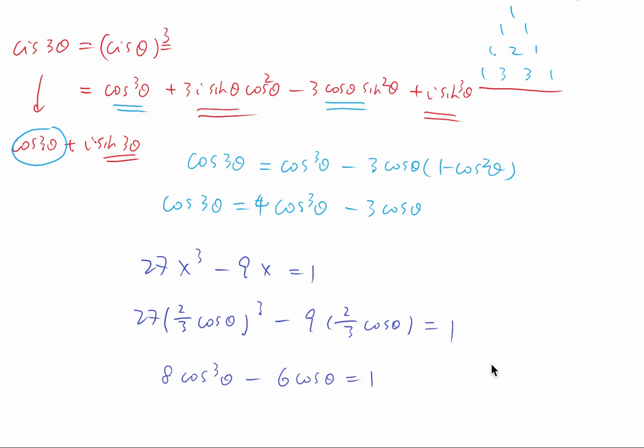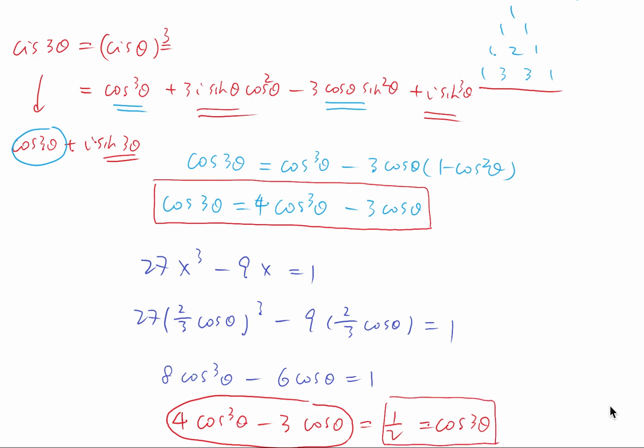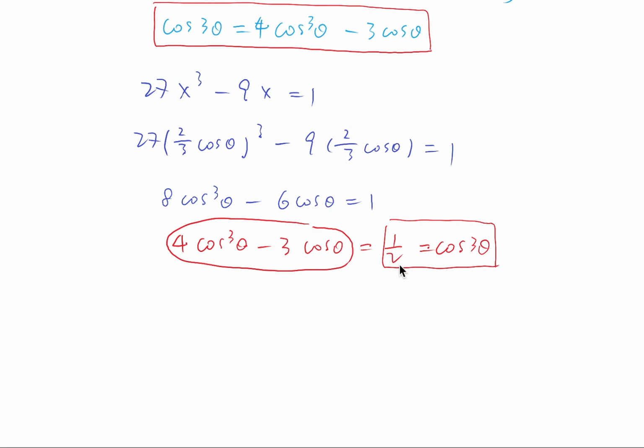We're trying to use what we proved before, which is cos 3 theta equals 4 cos cubed theta minus 3 cos theta. You can see their coefficients are 4 and 3, ours are 8 and 6, so you just divide everything by 2. We get 4 cos cubed theta minus 3 cos theta equals a half. But we also know this entire thing can be replaced by the triple angle formula, which equals cos 3 theta. So cos 3 theta equals a half.